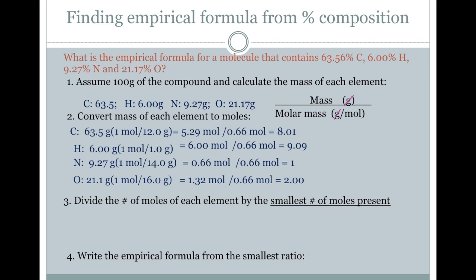So notice here that it's not exactly 8 or 9. We have 8.01 and 9.09, but in this case we are going to round off, because that is probably just a measurement error or a rounding error. But you have to have a whole number ratio. It's not possible to have 8.01 carbon atoms, so we know that it's 8. So basically, this is the empirical formula for this: C8H9NO2.